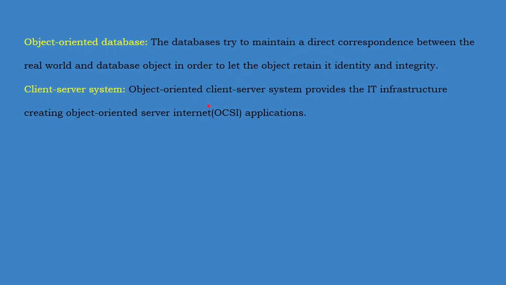Next is the client server system. The object oriented client server system provides an IT infrastructure for creating object oriented client server internet OCSI applications. We know that in a client server system, the client requires things from the server, and the server is the main system which provides the service to the clients. So the client requests the service from the server, and the server provides the services. In such a type of client server system, this OOPS concept helps a lot.